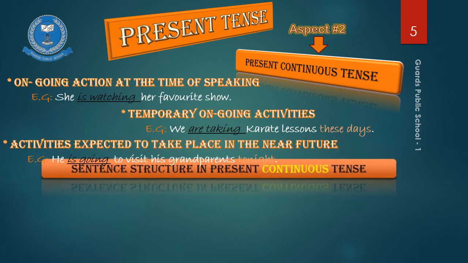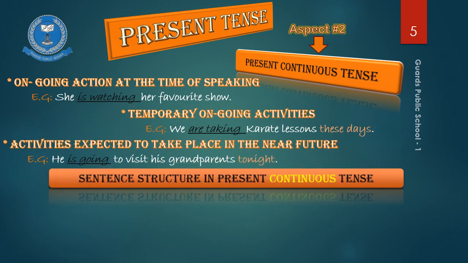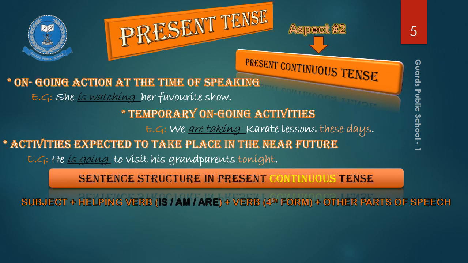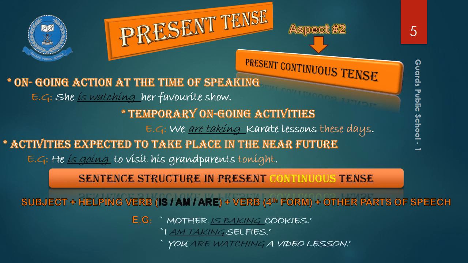The sentence structure in the present continuous tense is like we have subject in the beginning, a helping verb which may be is, am, or are depending on the subject, the fourth form of verb which is called progressive form or a present participle of a verb, and then the other parts of speech. For example, mother is baking cookies. I am taking selfies. You are watching a video lesson.